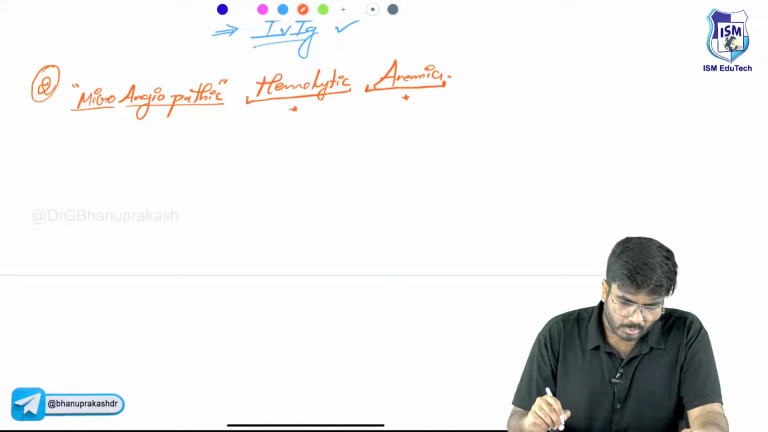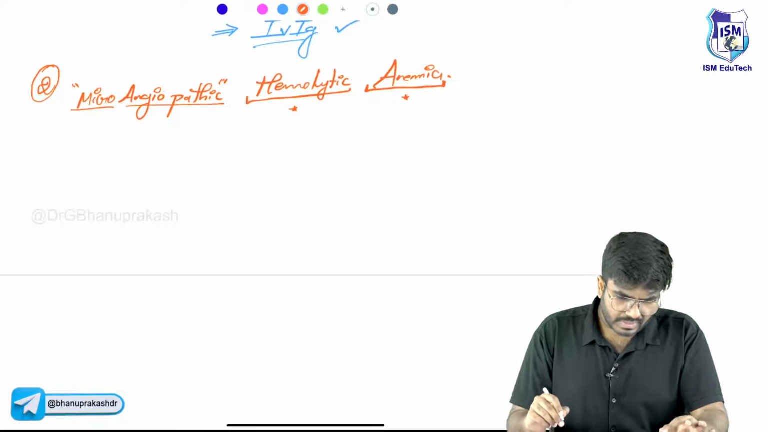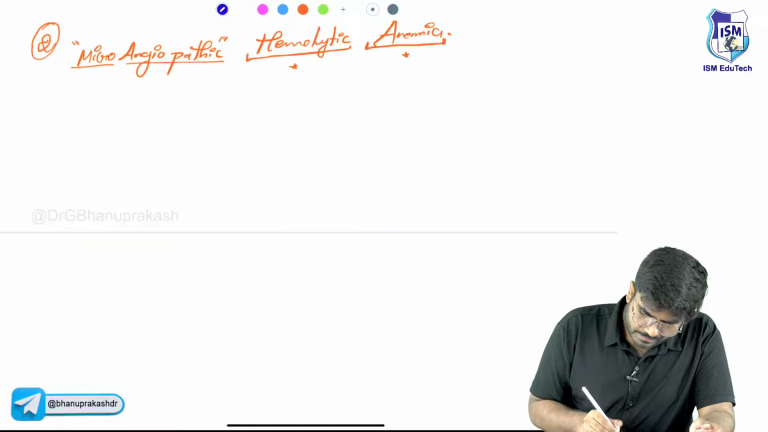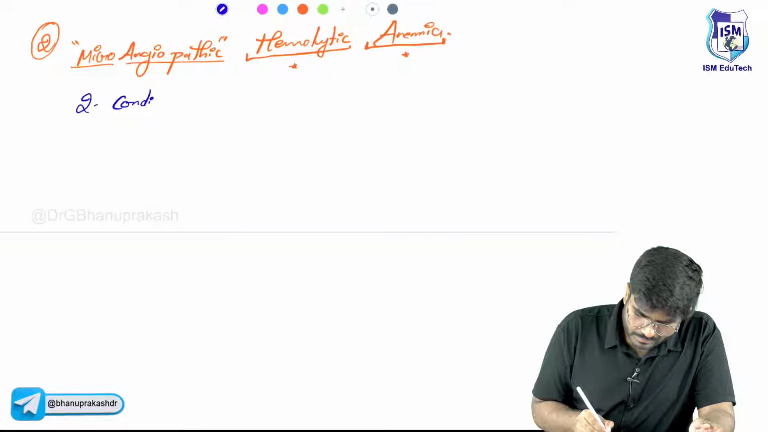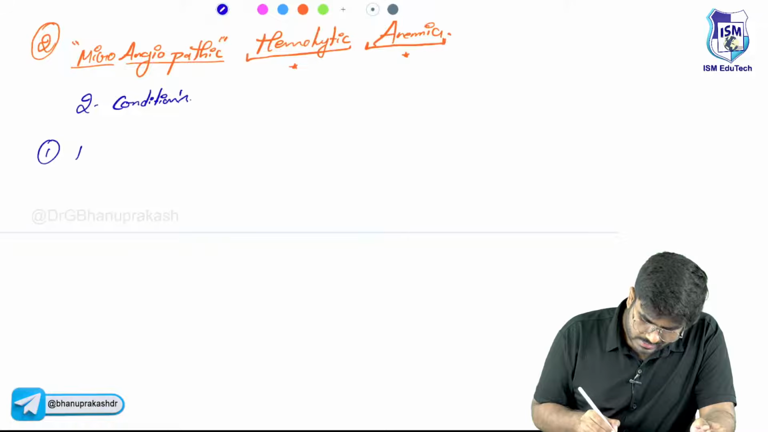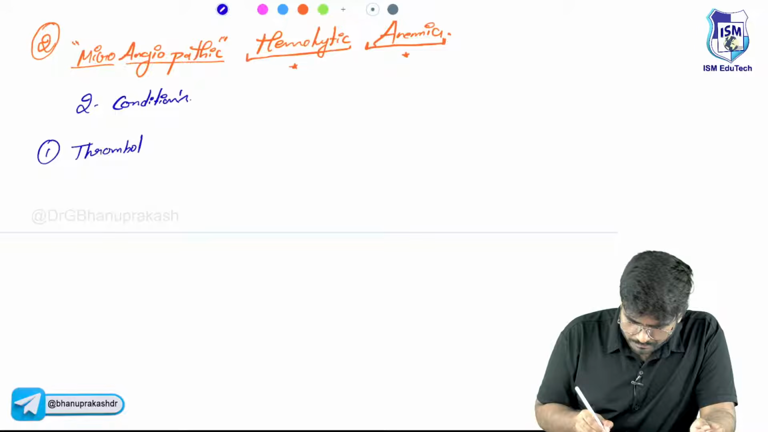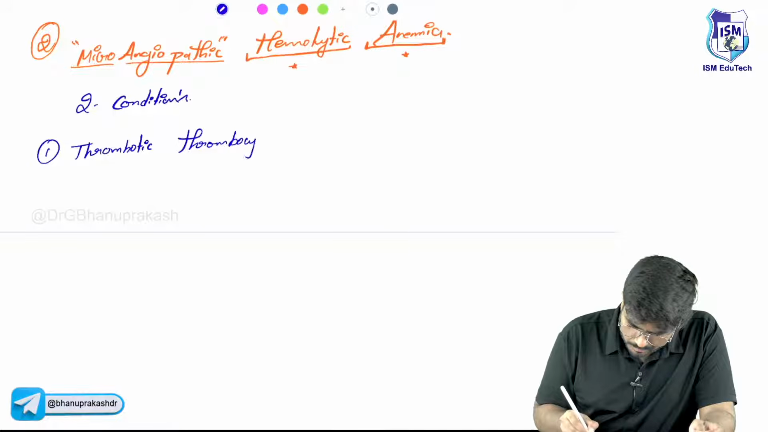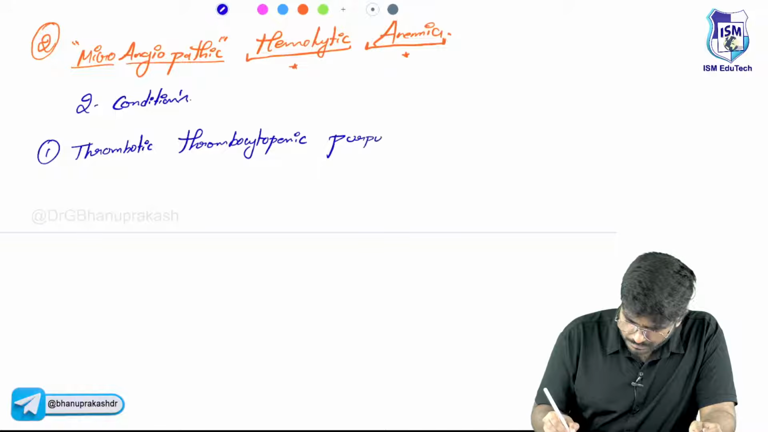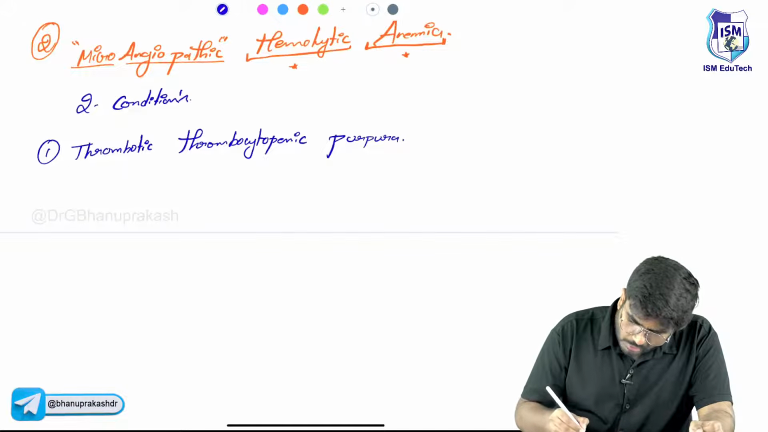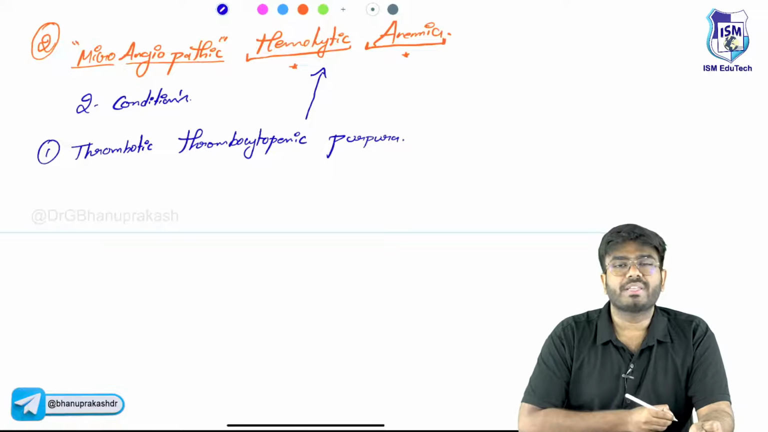See, in this microangiopathic hemolytic anemia, let me write. It is seen in two conditions. Okay, there are two conditions which can lead to microangiopathic hemolytic anemia. Condition number one is called thrombotic thrombocytopenic purpura. Okay, see how this thrombotic thrombocytopenic purpura is going to cause microangiopathic hemolytic anemia.